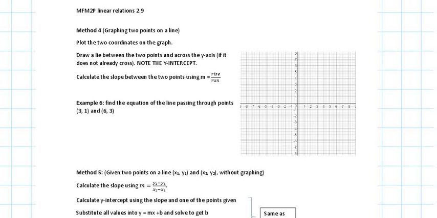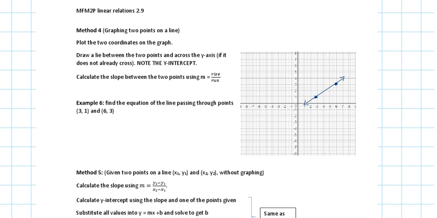So I locate the points on the grid. I locate (3, 1), and I locate (6, 3), and I graph my line. Now I have the graph. What do I do to find my equation of the line?